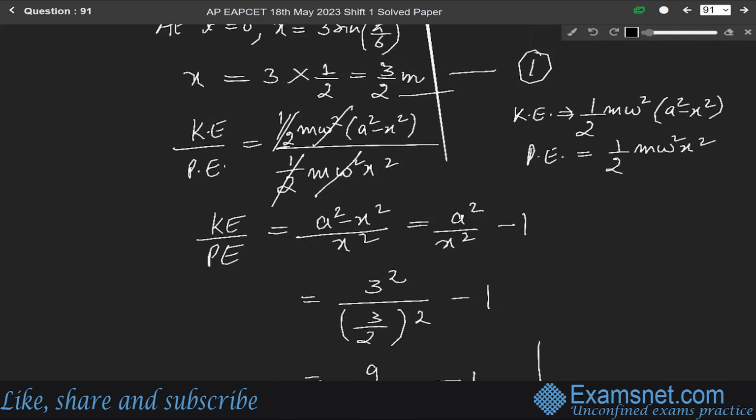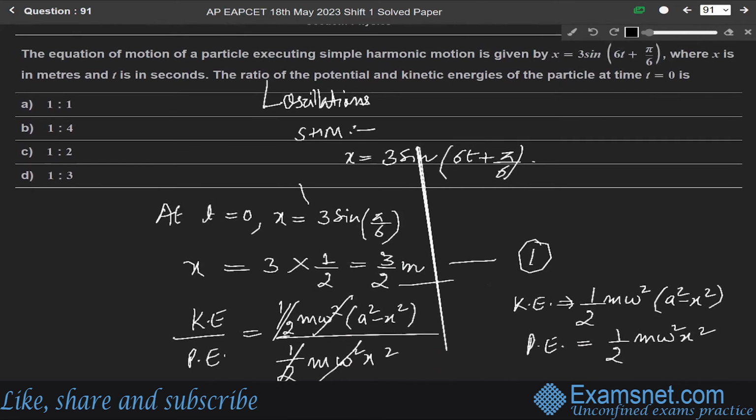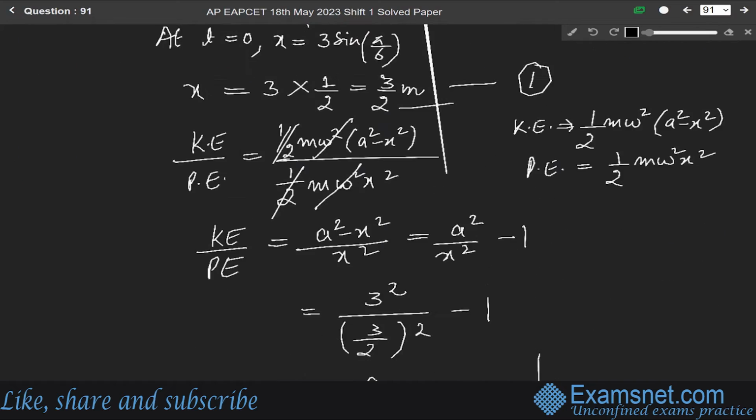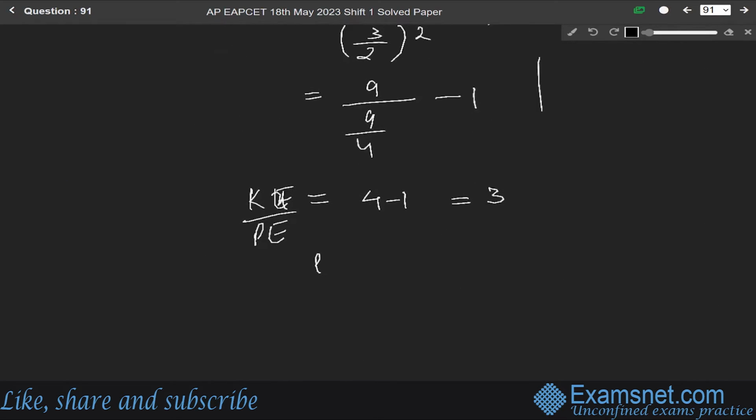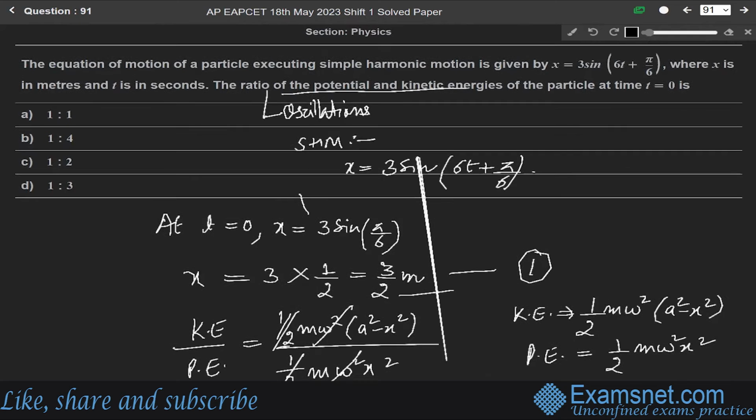So in the question we are asked to find the ratio of potential to kinetic. So potential to kinetic will be equals to 1 by 3, means potential energy ratio kinetic energy will be equals to 1 ratio 3. This is our final answer. So the correct option is option D, that is 1 ratio 3.